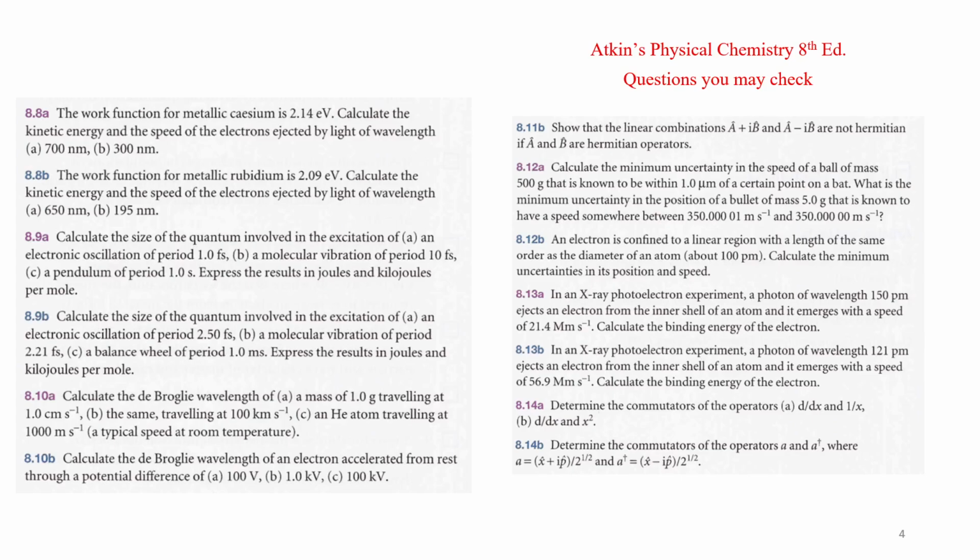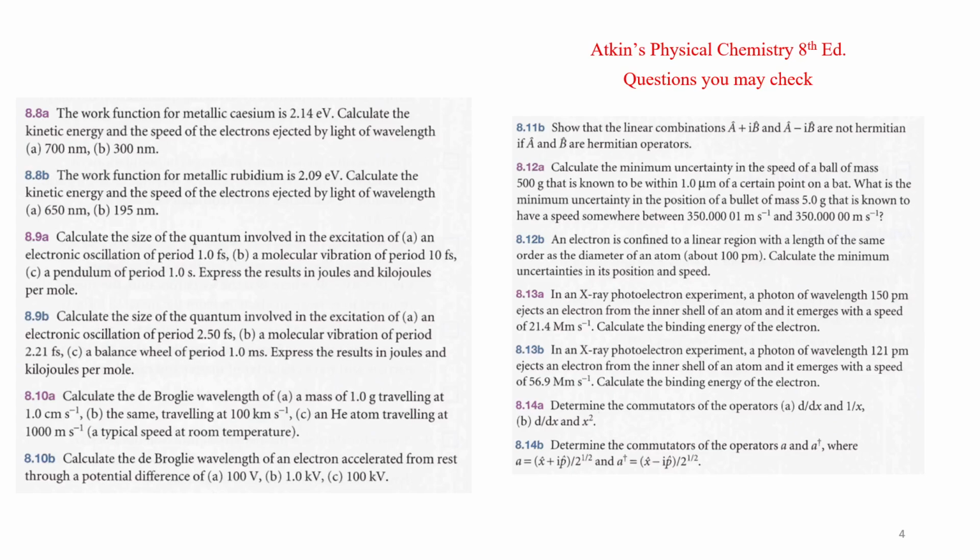Let us get to another question. The next question, 8.9a. The question says: calculate the size of quantum involved in the excitation of an electronic oscillation of period 1 femtosecond, a molecular vibration of period 10 femtosecond, and a pendulum of period 1 second. Express the result in joules and kilojoules per mole. The question is a little bit confusing, but let me tell you.